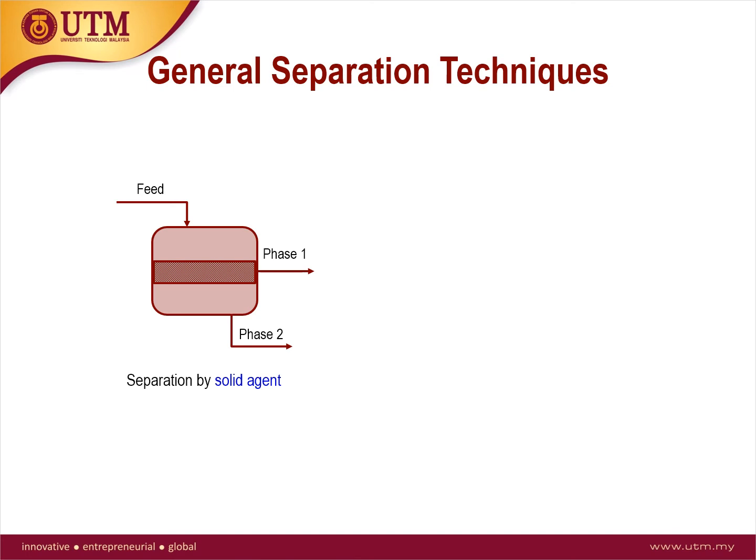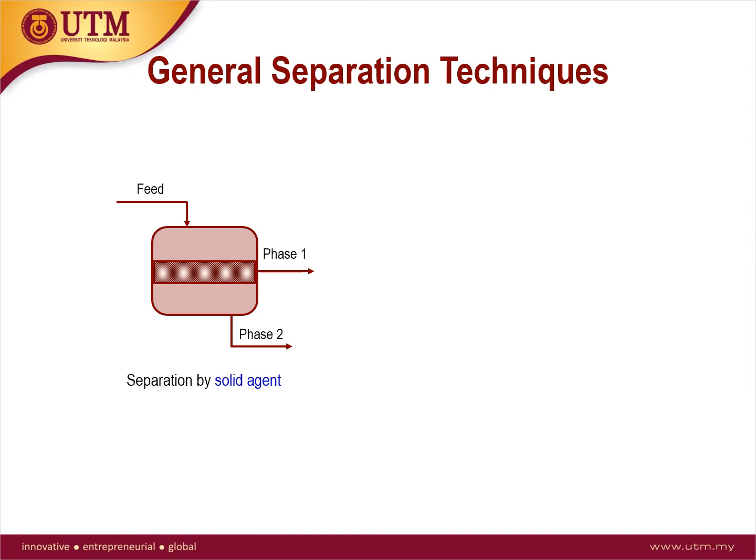For the adsorption process, solid adsorbents, for example, molecular sieve, activated carbon, silica gel, and packed column are applied. The second example of separation by solid agent is chromatography. For the chromatography process, a solid adsorbent or liquid adsorbent on a solid support is applied. The third example of separation by solid agent is the ion exchange process, which requires the application of a resin with ion active sites.